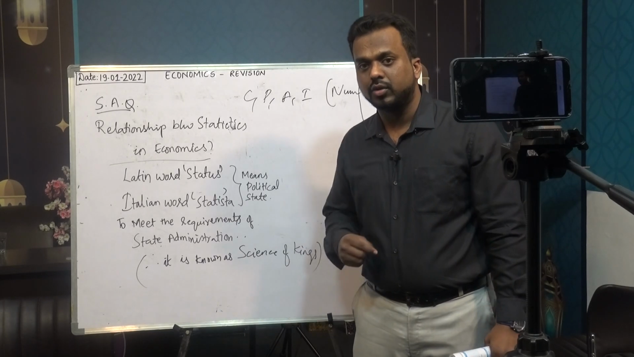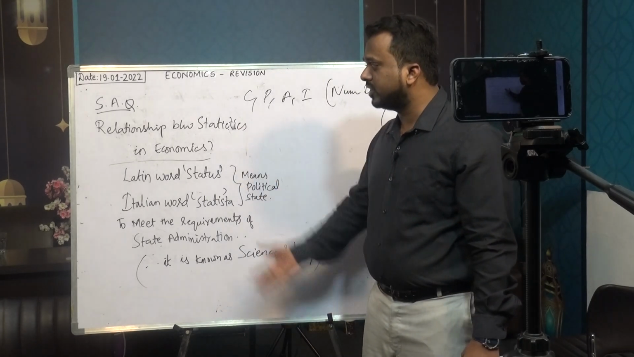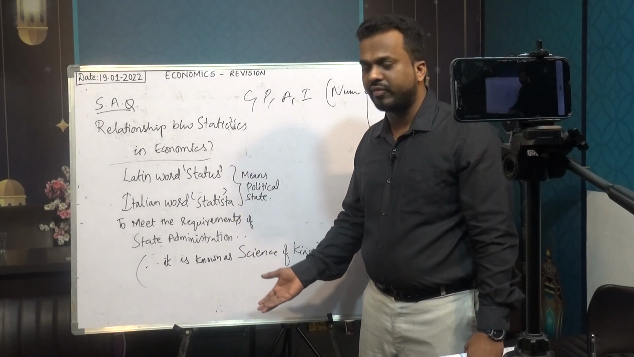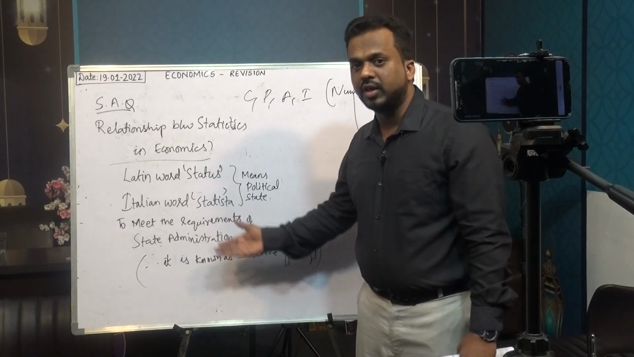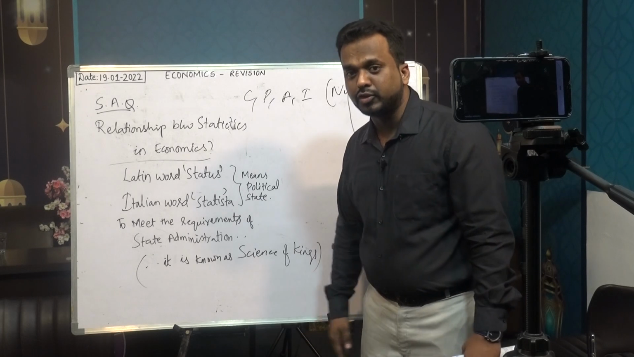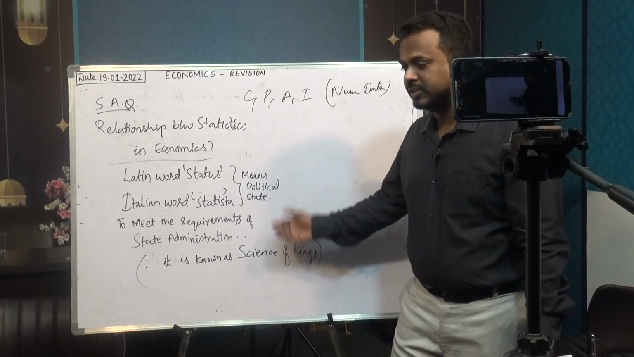It will be easy for you to understand and remember in order to write, you can jot it down in your answer sheet. You have to first initially explain from where this word has been derived. You have to mention two words. In Latin, it is status, and in Italian, it is statista, which means political state.